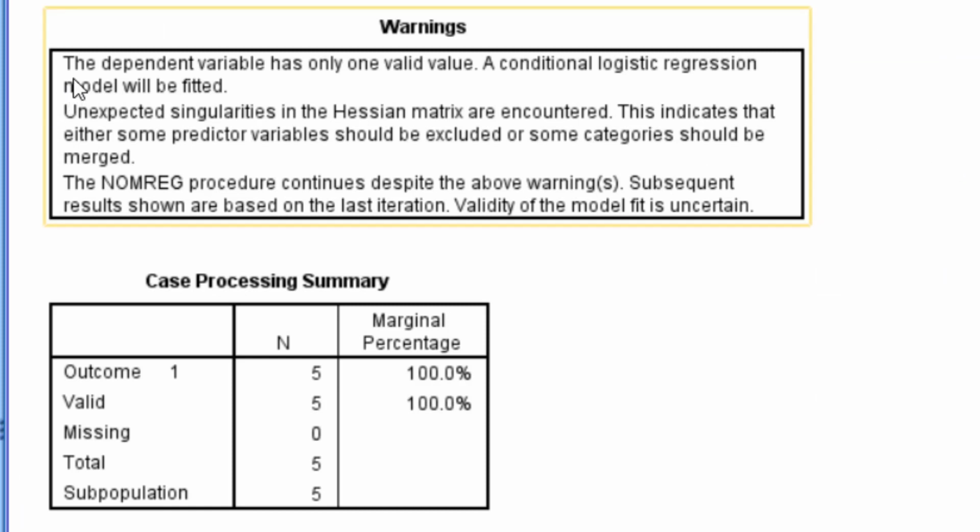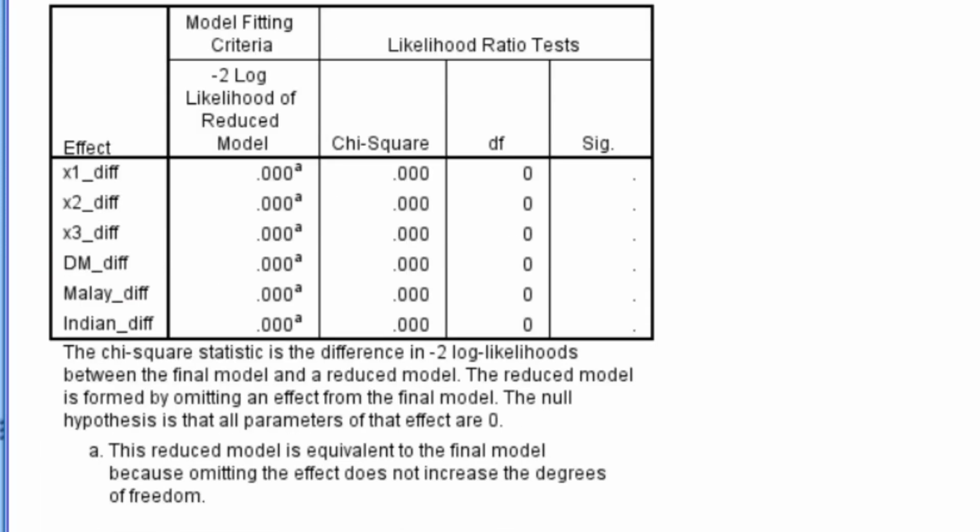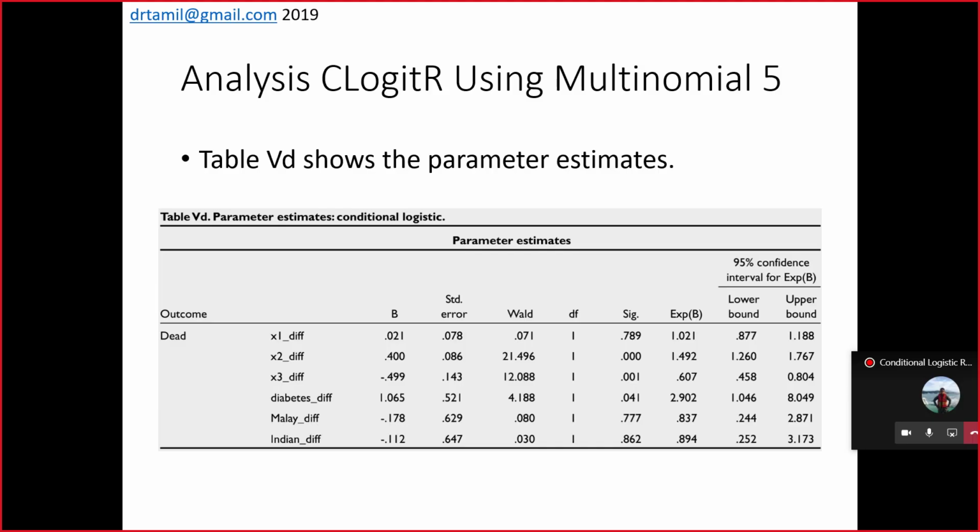When you click OK, they say the dependent variable has only one valid value. A conditional logistic regression model will be fitted. So they have unexpected singularities. Why do they have this issue? Because the sample size is quite small here. And they come up with all these tables, the R squared and so on and so forth. Of course we're not getting the same result as what Chan got, but this is because we are only using a small subset of the data. Okay, let's look at Chan. Chan says their result looks like this.